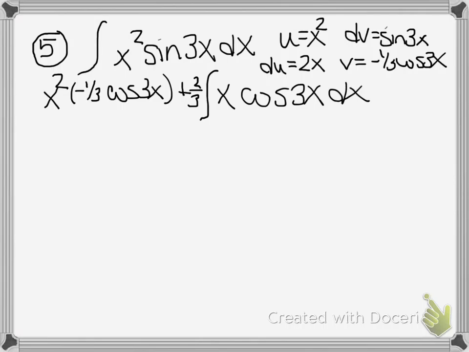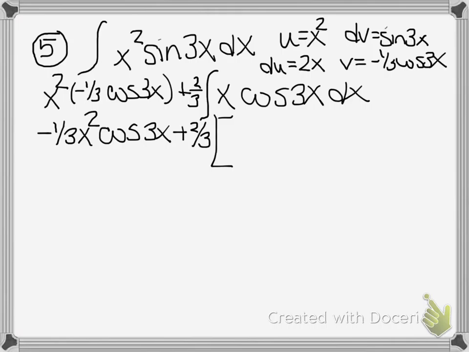And you're probably thinking, what? We have to go again. Why would Miss Gutierrez make us do that? And you're saying, that's okay. Okay, so let's write it out again. So negative 1/3 x squared cosine 3x plus 2/3 big ol' bracket.